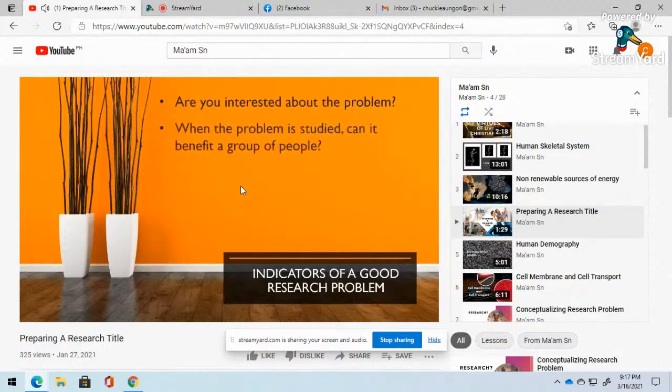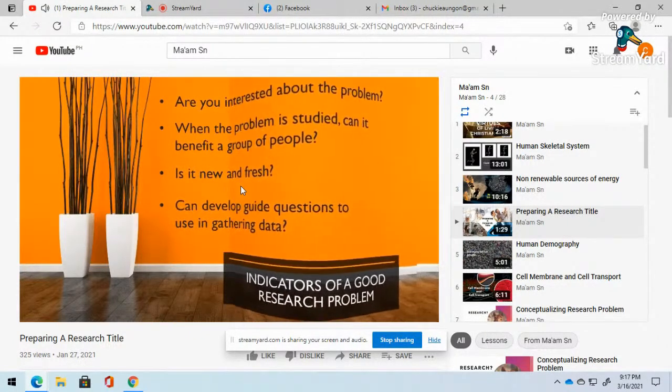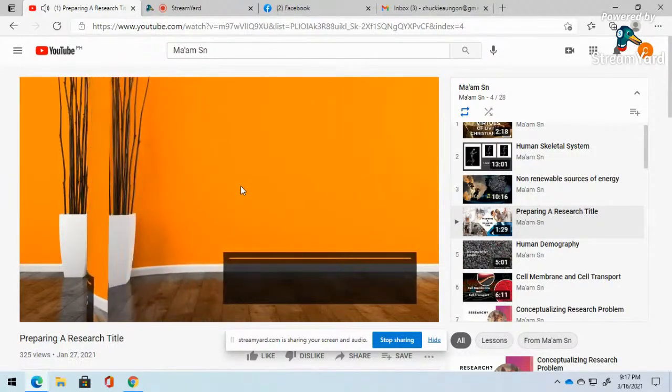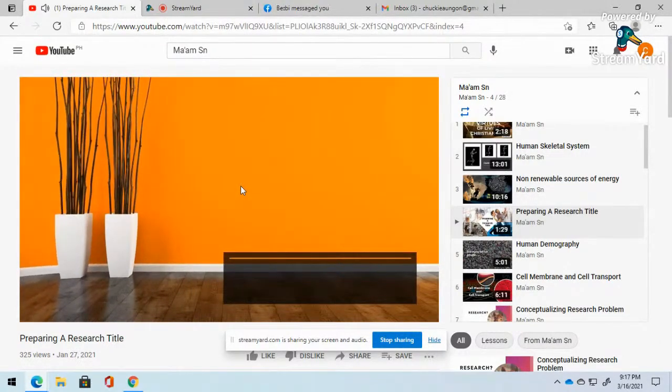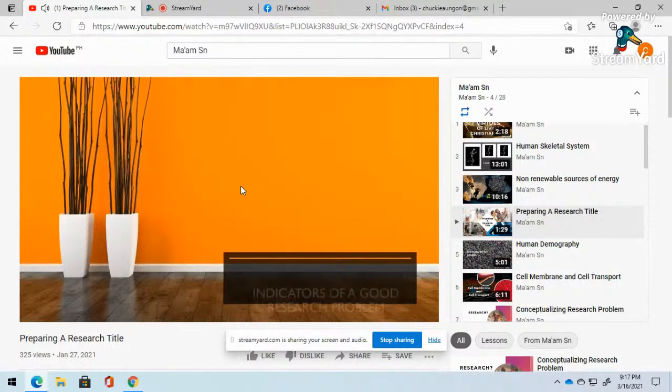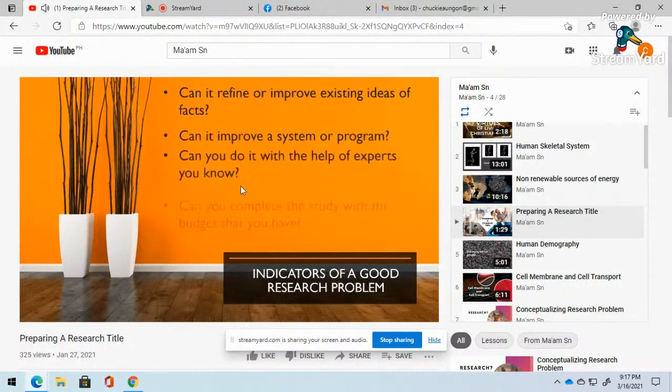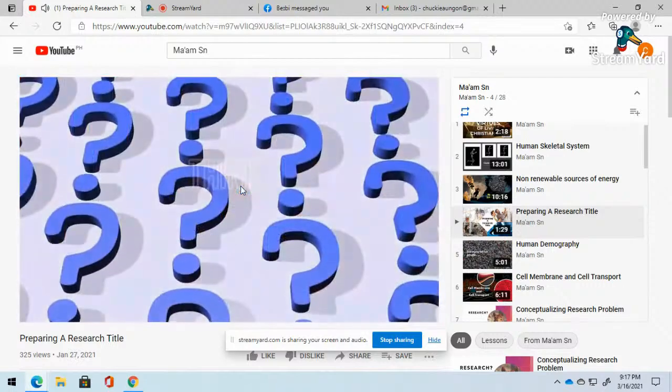Indicators of a good research problem. Are you interested with the problem? Can it benefit a group of people? Is it new and fresh? Can it be completed in a defined period of time? Can you develop guide questions? Can it improve a system or program? Are you really determined to finish the study? Think smart.